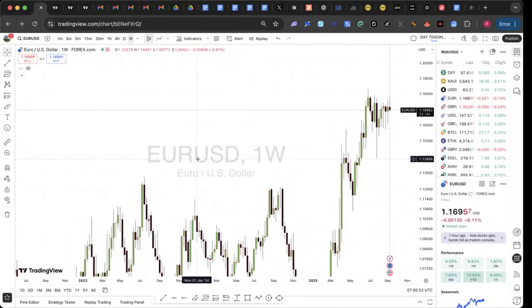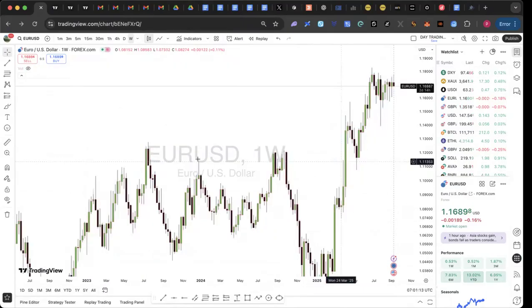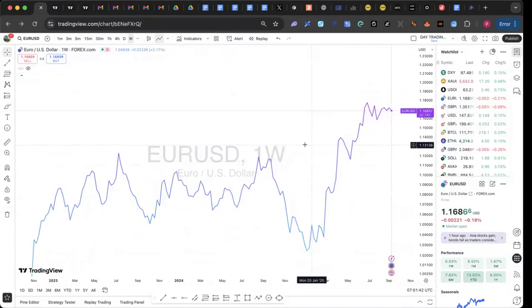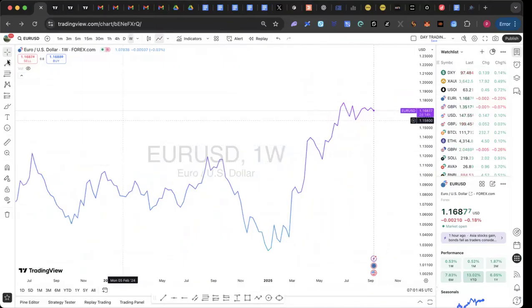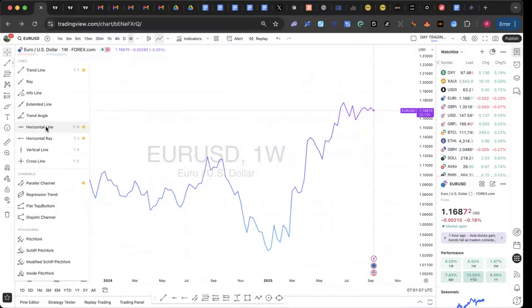So here is being changed to line chart. So I'm going to do something. I can just use maybe just horizontal line so as to be fast. There are other things I use, but let's use horizontal line. Look at it here. So I pick my horizontal line, right?